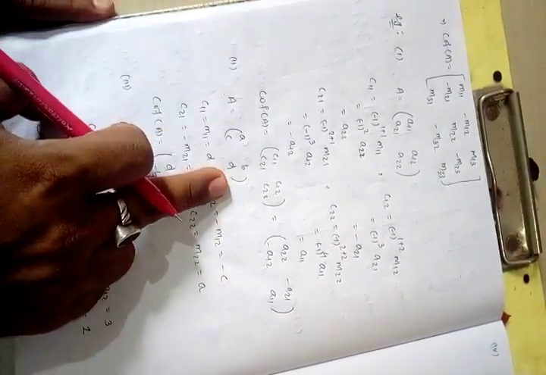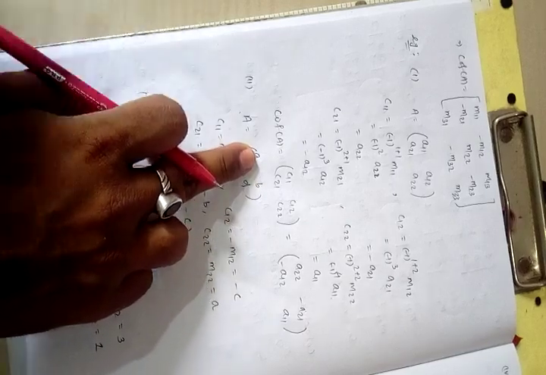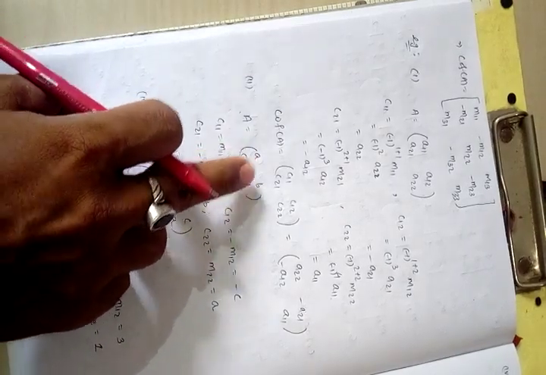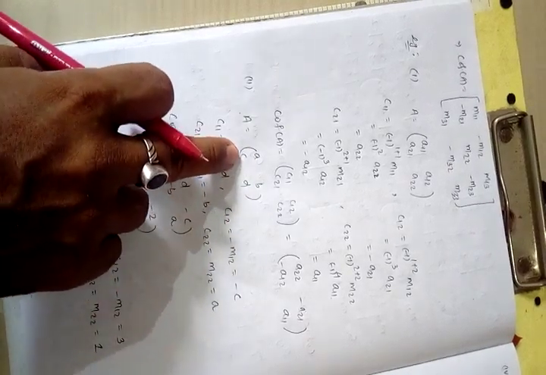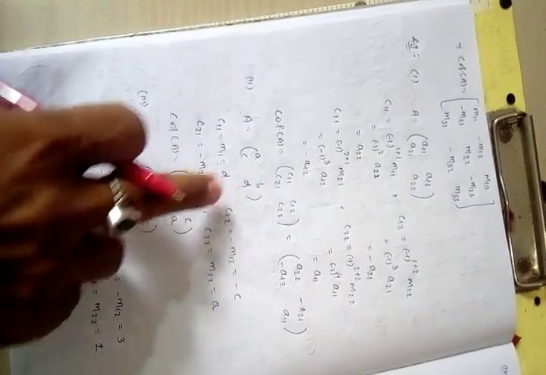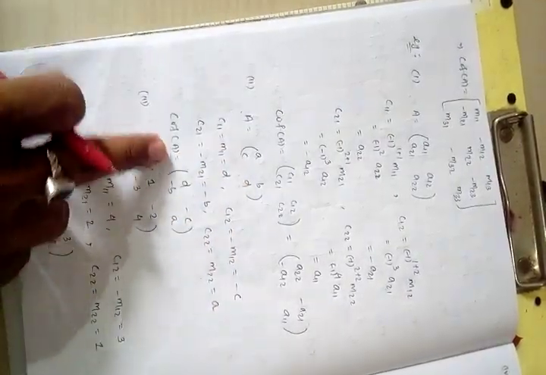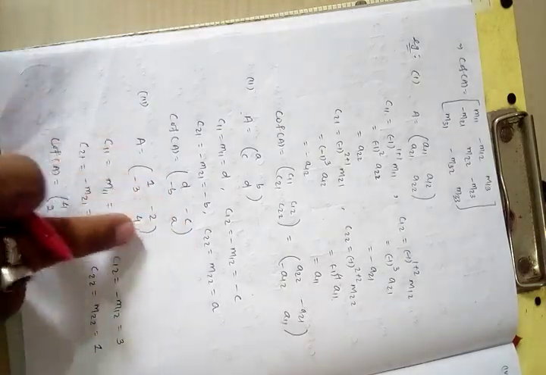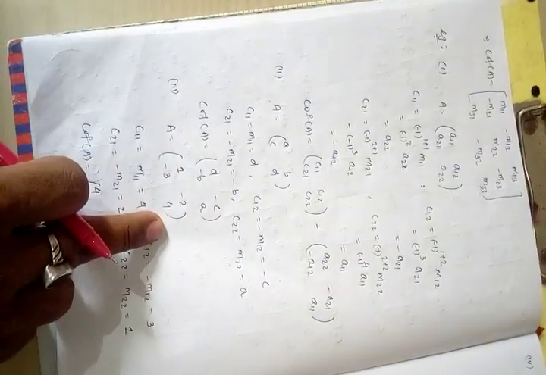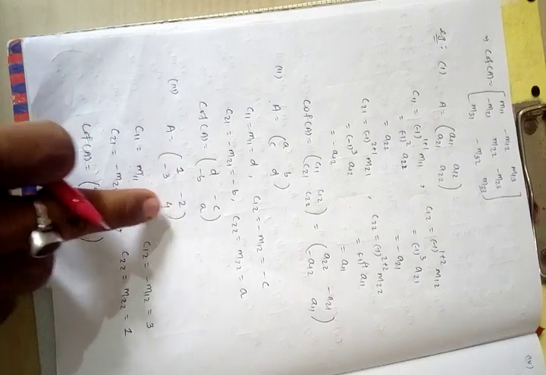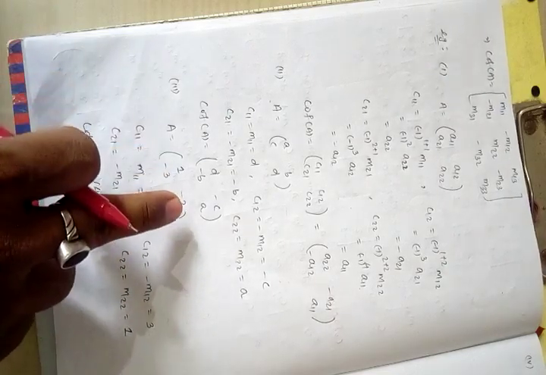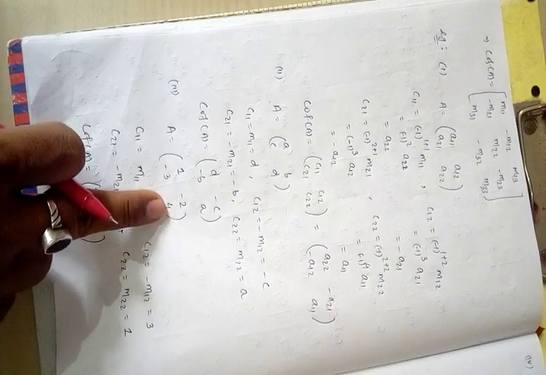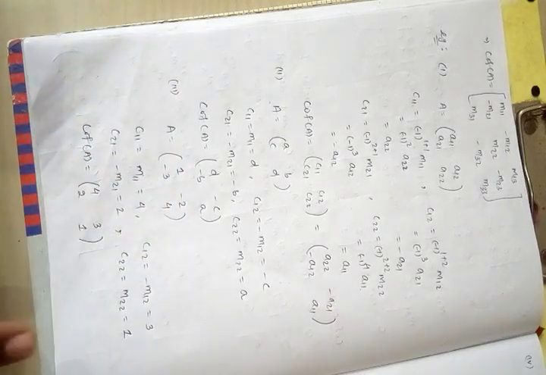That is this matrix. Let us consider another example: A, B, C, D. Now cofactor of A, that is C11 equal to D. C12 equal to minus M12, which is minus C. C21 equal to minus M21, that is minus B. C22 equal to M22, that is A. So cofactor of A equal to D, minus C, minus B, A. Similarly, we can consider another example: 1, minus 2, minus 3, 4. C11 equal to M11, so it is 4. C12 equal to minus M12, so it is plus 3. C21 equal to minus M21, so it is 2. C22 equal to M22, that is 1. So cofactor of A equal to this.